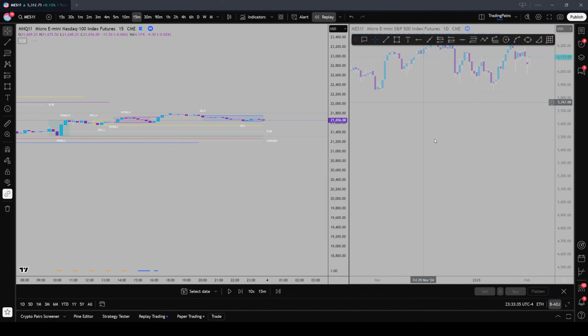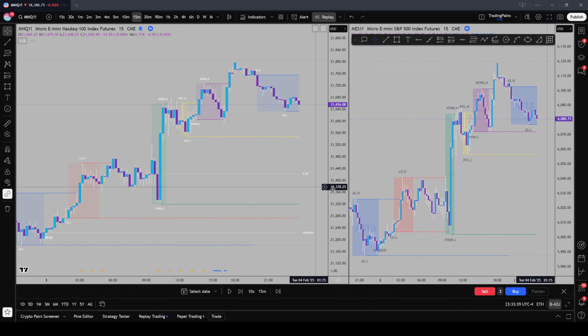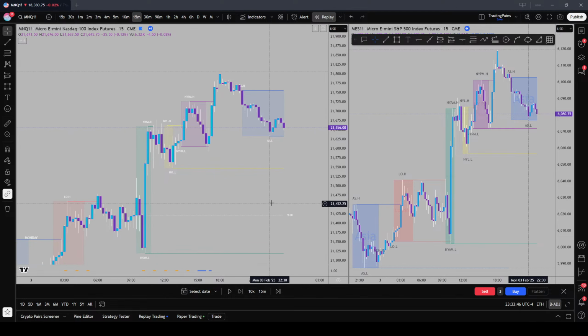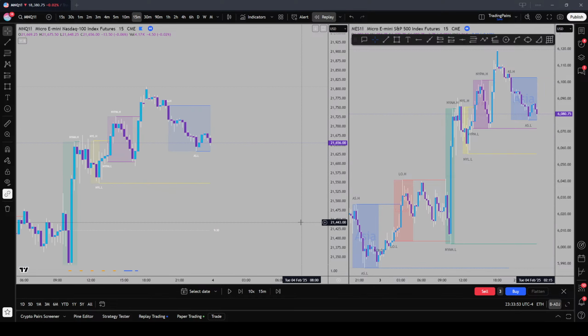Let's go down to the 15 minutes for both of them. So on the right side we have MES, and on the left side we have MNQ. And I have both of these left because they're correlated. And yeah, let's see what time it is here. So it's 23:45. I just kind of want to go forward towards a time.